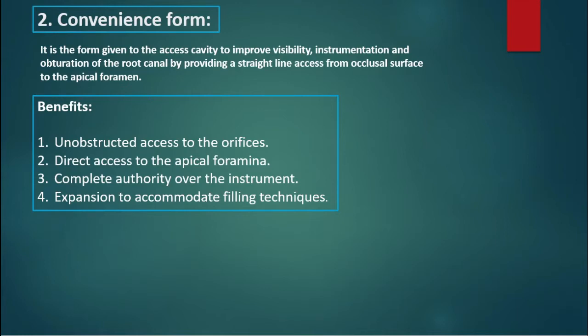Number two, direct access to the apical foramen will help in reducing the chance of having unfortunate incidents such as fractures, ledges, or perforation. Number three, complete authority over the enlarging instrument, so we will not have ledges. And finally, cavity expansion to accommodate filling techniques.